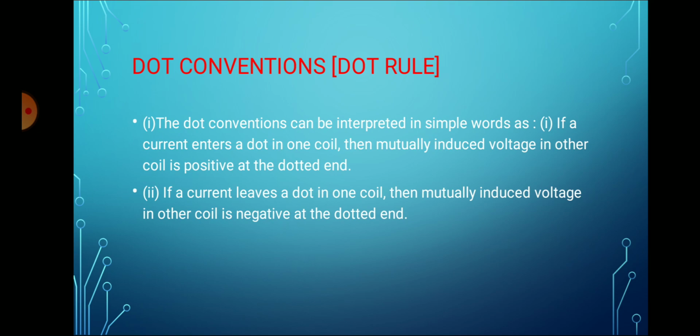The next one is the dot rule. For analyzing coupled circuits, coils are marked with dots. If both currents enter or leave the coils through the dotted ends of the coils, the sign of M is positive. If one current enters a coil through the dotted end and the other leaves the coil through the dotted end, then the sign of M is negative.